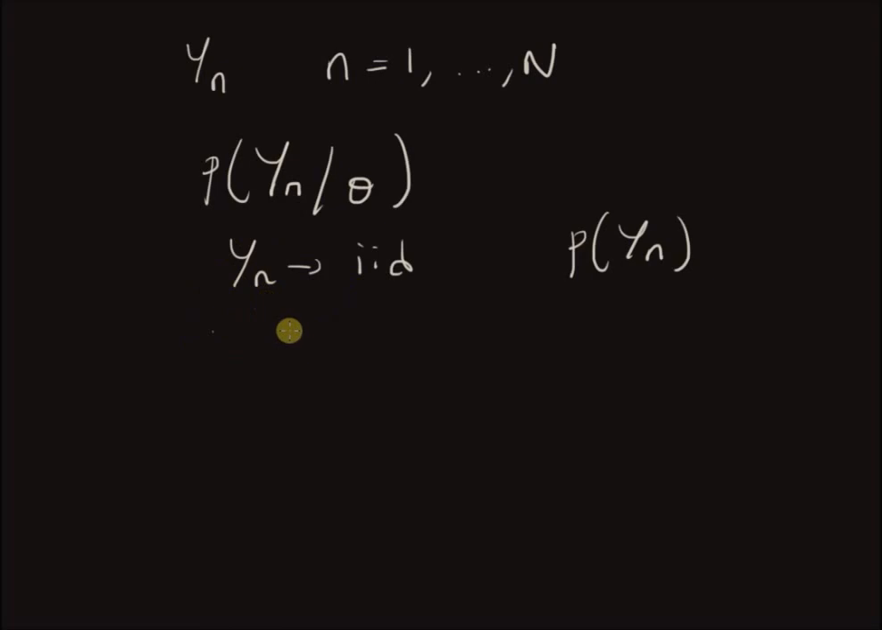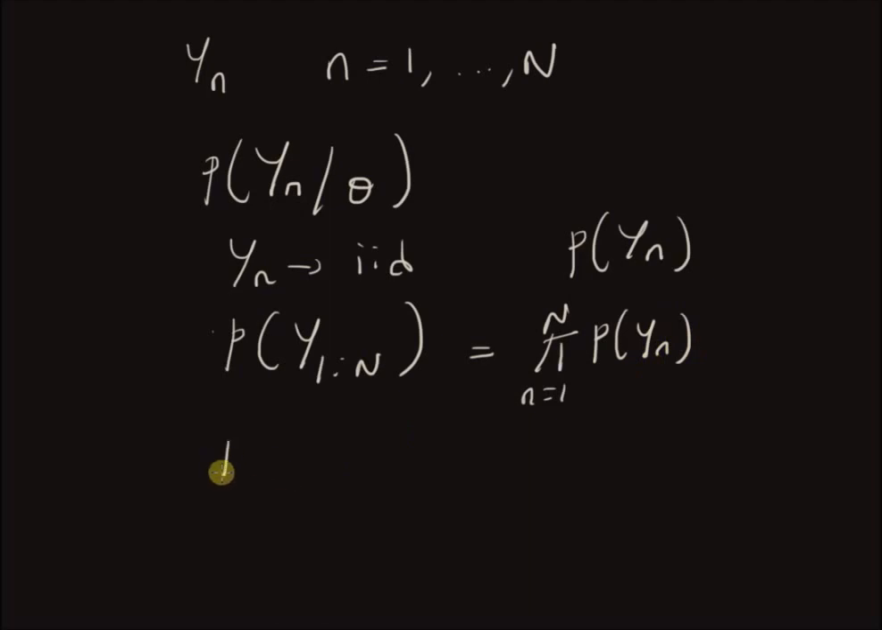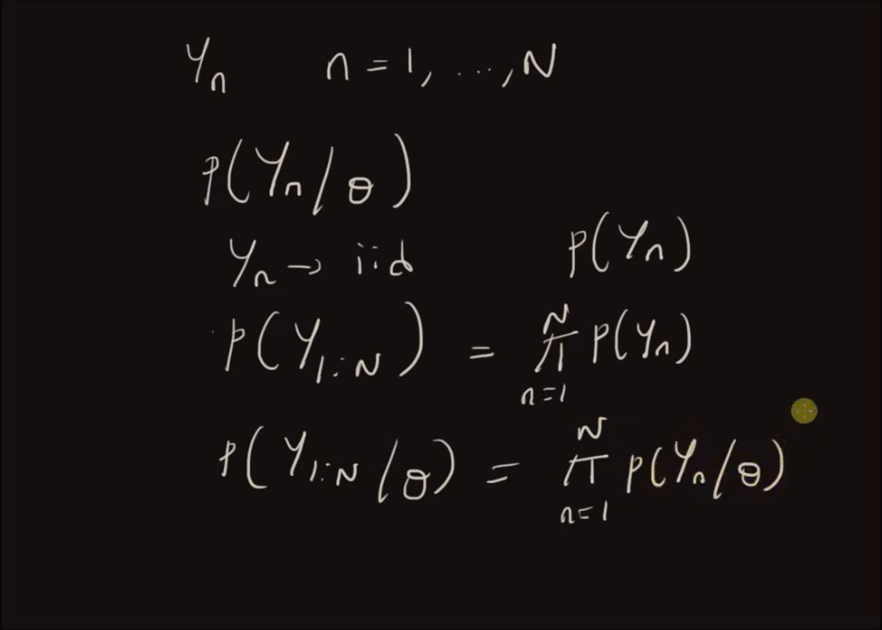So basically the implication of IID is that the joint probability of n measurements, or the joint PDF of n measurements, that is y1 to yn, is equal to the product n equal to 1 to N P of yn. Similarly, the likelihood function of y1 to n given theta is also equal to the product n equal to 1 to N P of yn given theta. These definitions are valid only for independent yn.